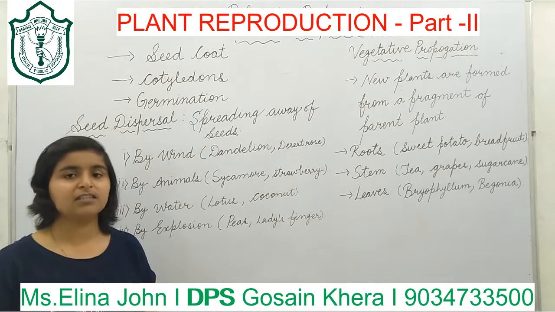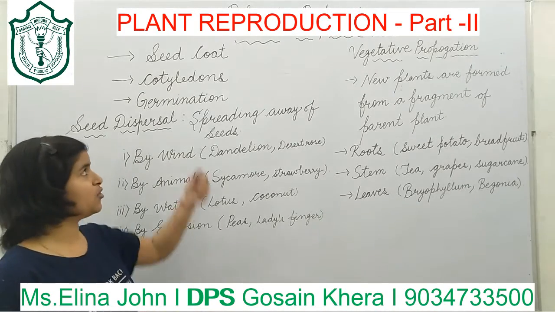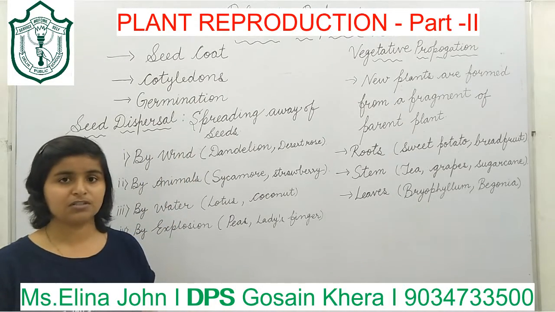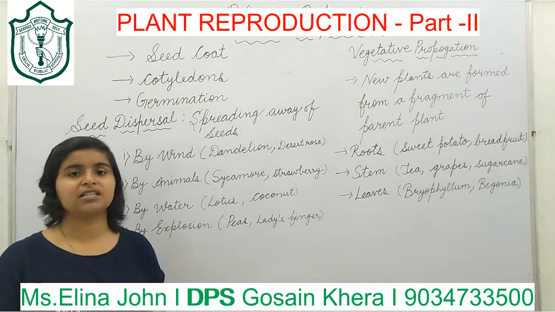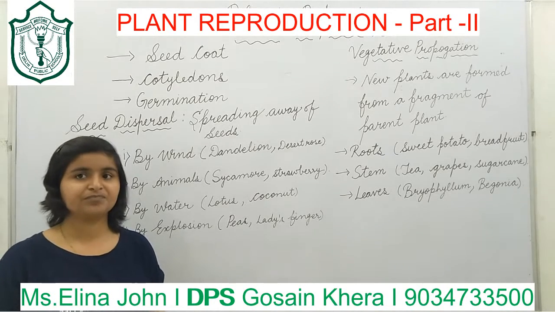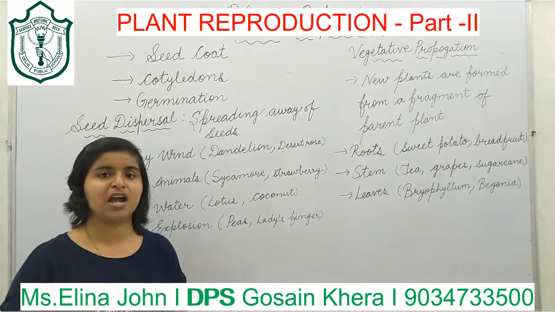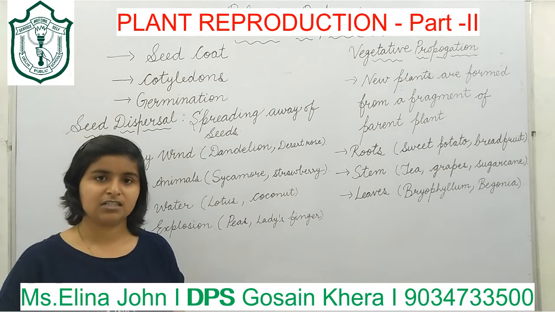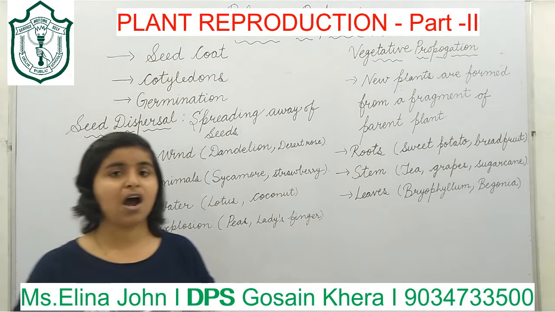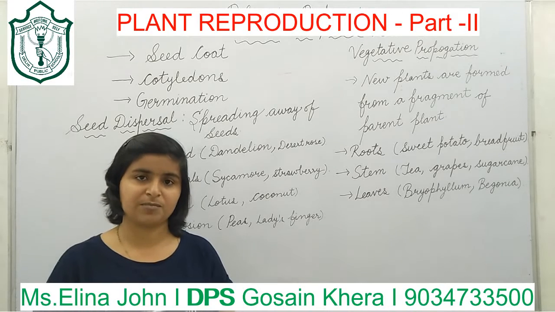Homework for today is to write down the important definitions: seed coat, cotyledons and germination. Seed coat is the outer covering of the seed. Cotyledons are the fleshy part of a seed, and germination is a process by which a new plant is formed by the seed. And draw a well-labeled diagram of germination.